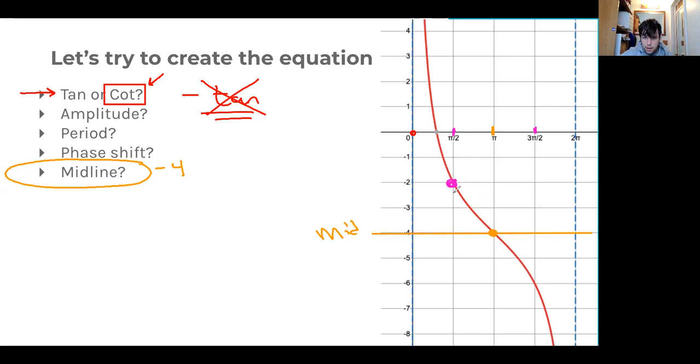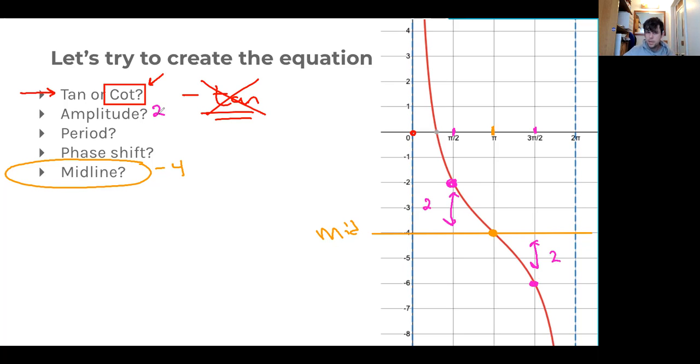How far are we away from the midline? Well, here's our point, right? We can see it. This is our amplitude. We're 2 units away. Same thing on this side. We're 2 units away from the midline. That's our amplitude, 2. What about the period?